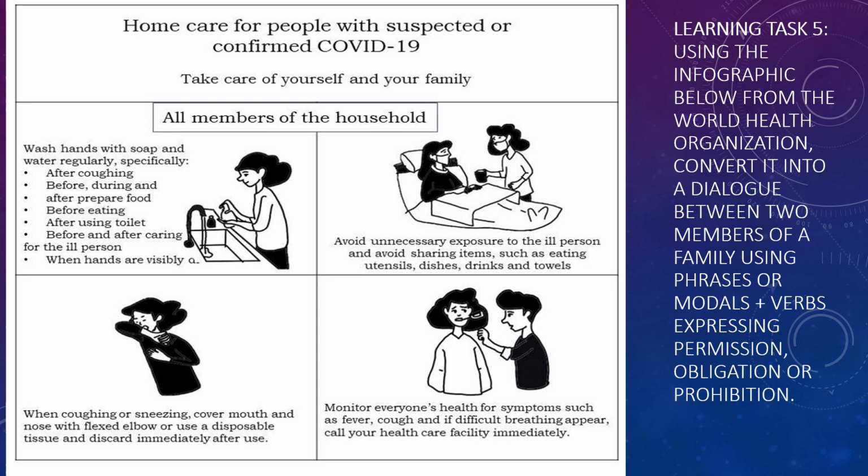After accomplishing the challenging learning task 4, now let us proceed to learning task 5. Using the infographic below from the World Health Organization, convert it into a dialogue between two members of a family using phrases or modals plus verbs expressing permission, obligation, or prohibition. So we have here the infographic from the World Health Organization. Home care for people with suspected or confirmed COVID-19. Take care of yourself and your family.